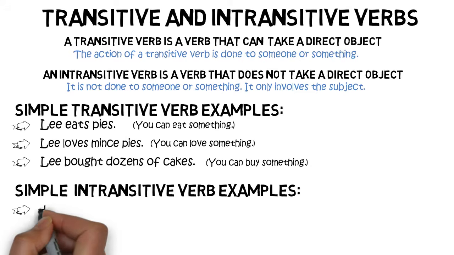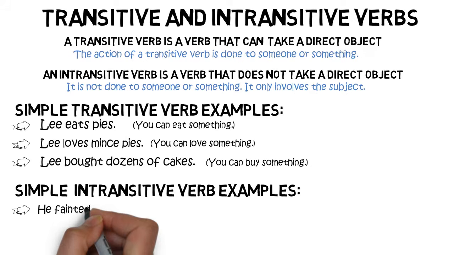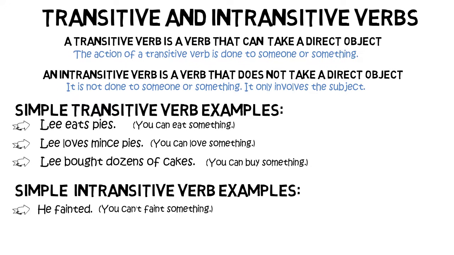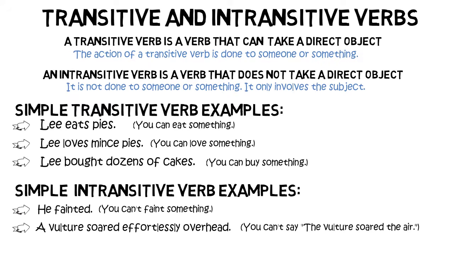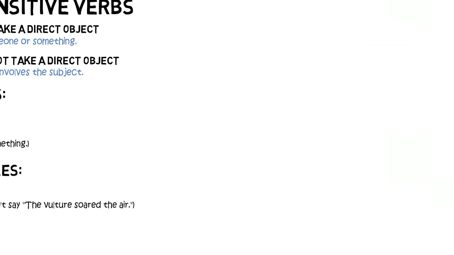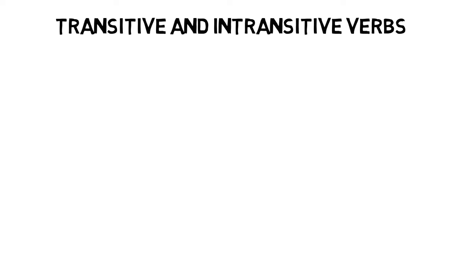Here are some simple examples of intransitive verbs. He fainted. You can't faint something. A vulture soared effortlessly overhead. You can't soar something. You can't say the vulture soared the air, for example. Remember, intransitive verbs just involve an action with the subject.